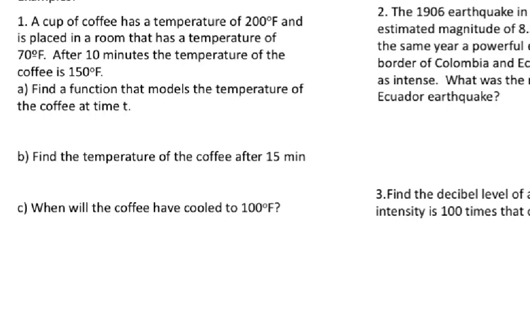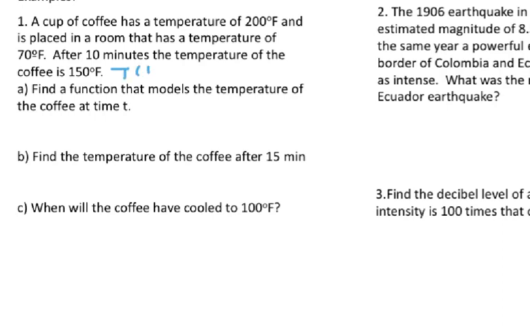So we have a cup of coffee that has a temperature of 200 degrees Fahrenheit and is placed in a room that has a temperature of 70 degrees Fahrenheit. After 10 minutes, the temperature of the coffee is 150 degrees Fahrenheit. Find the function that models the temperature of the coffee at time t. All right, let's look at our formula for Newton's law of cooling. Let's go ahead and write that down so we can reference it.